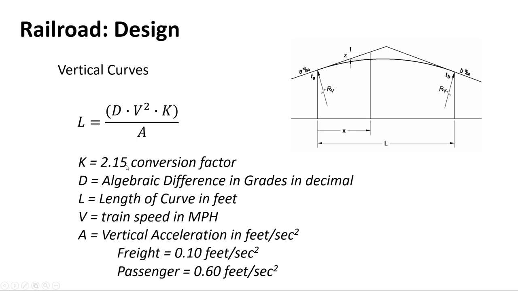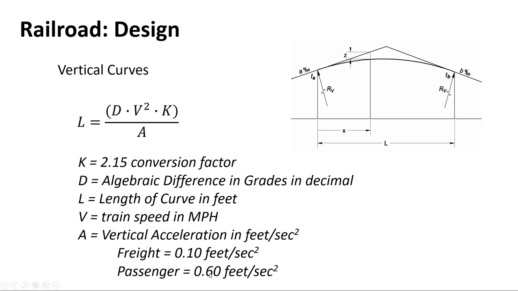It's 2.15 for there. And then you're going to divide by some maximum acceleration grade, which is roughly equivalent to how fast a rate of change you want. And so for freight, you only want 0.1 feet per second squared as our rate of change down here. Where for passenger trains it's 0.6. So the passenger trains can handle it better.